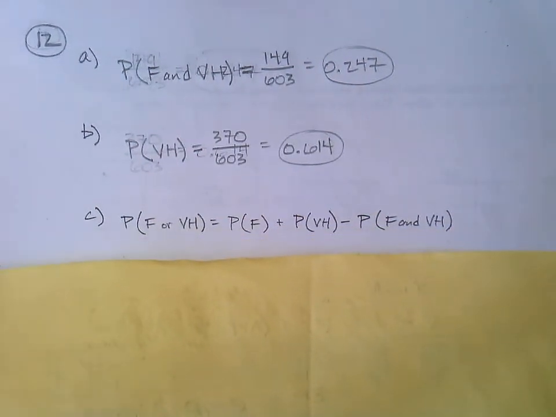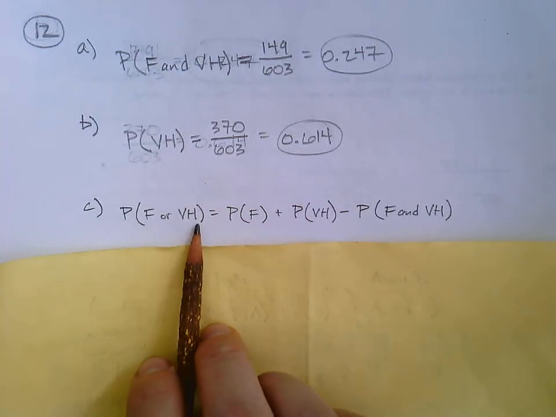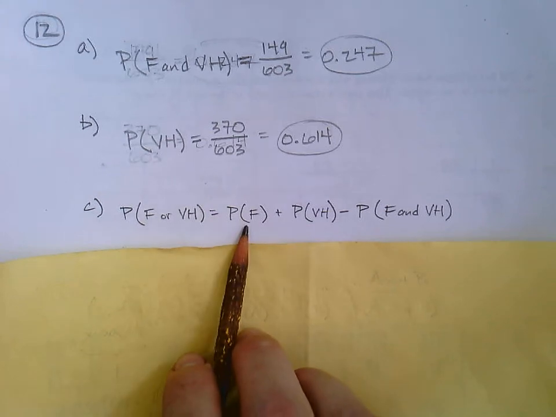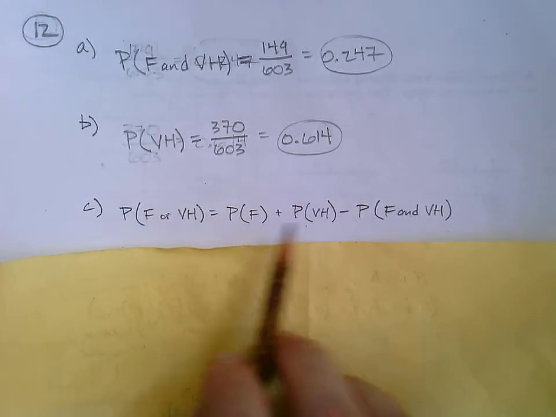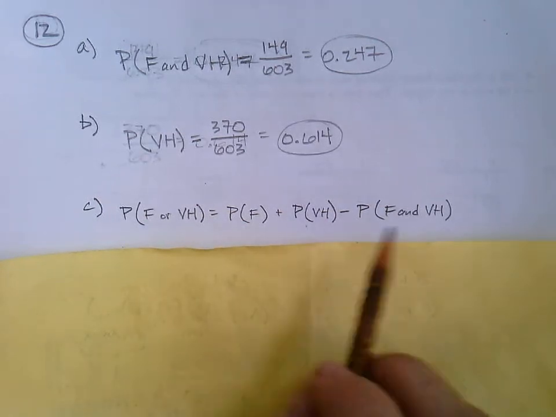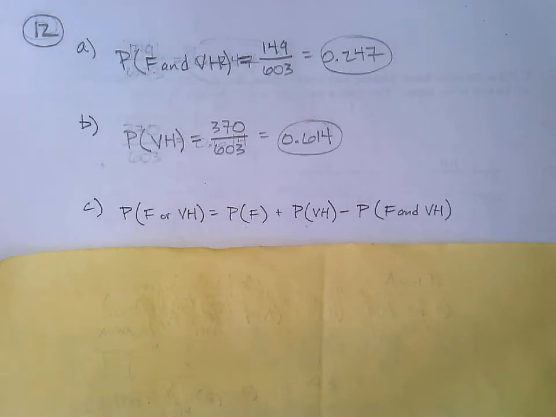Okay, hey, now I wrote it out. Great. Kind of came to my senses here. The probability that a married person is female or very happy. All right, now it starts to get a little bit trickier for sure. We're going to use the formula for the or. So probability of female or very happy would be probability of female plus probability of very happy. But now we've counted the very happy females twice, so we need to subtract probability of female and very happy.